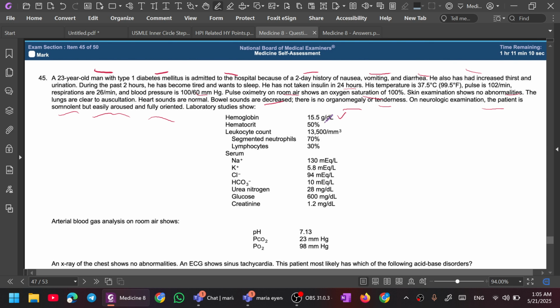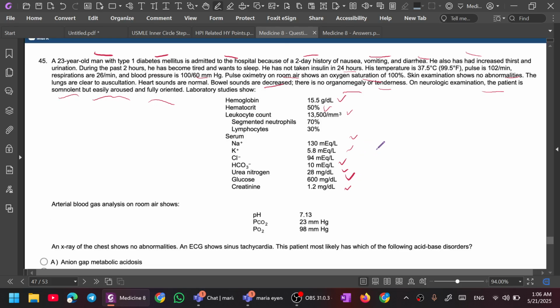Hemoglobin is 15.5, hematocrit 50%, leukocytes 13,500, segmented neutrophils 70%, lymphocytes 30%, sodium 130, potassium 5.5, which is high. Chloride is slightly low, bicarbonate is very low at 10, blood urea nitrogen is high, glucose is very high, and creatinine is 1.2. pH is 7.13, PCO2 is low, and PO2 is 98. Chest X-ray shows no abnormality. ECG shows sinus tachycardia. Which of the following is the most likely acid-base disorder?